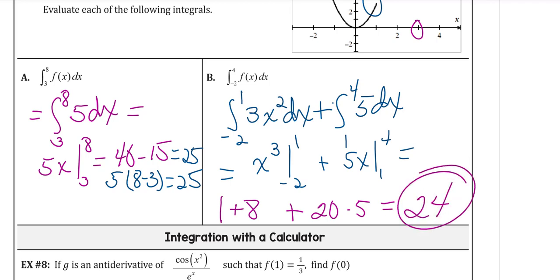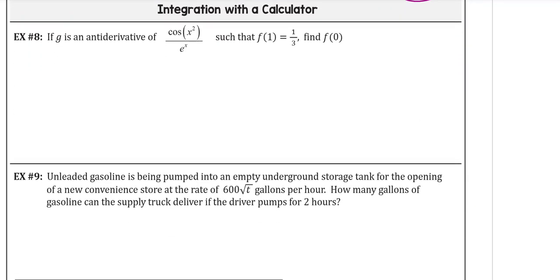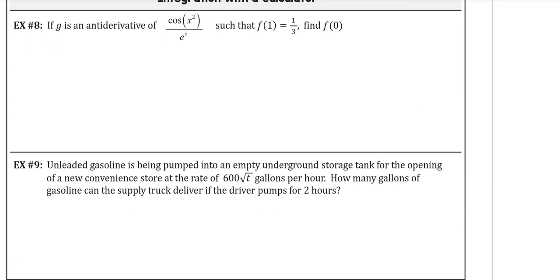Okay? And then finally, a calculator. How about that? So let's use a calculator to do this. Okay, so for number 8, if g is an antiderivative of cosine x squared over e to the x such that f of 1 equals 1/3, find f of 0. So what we're given in this problem is our limits of integration. We have a lower limit of 0 and an upper limit of 1.